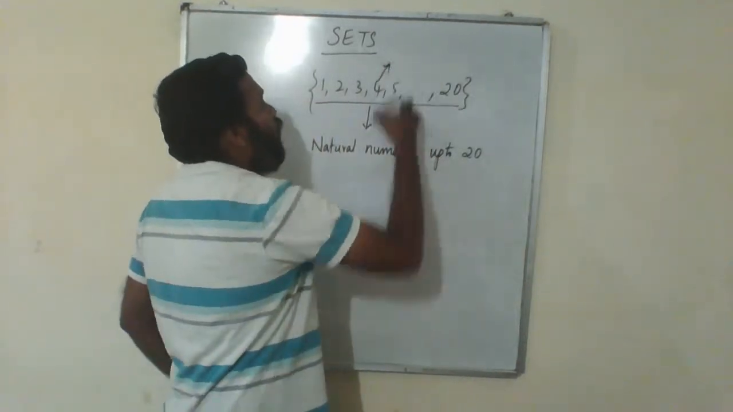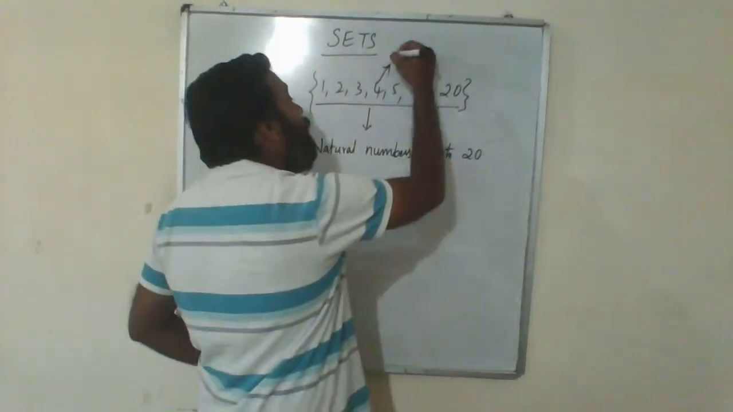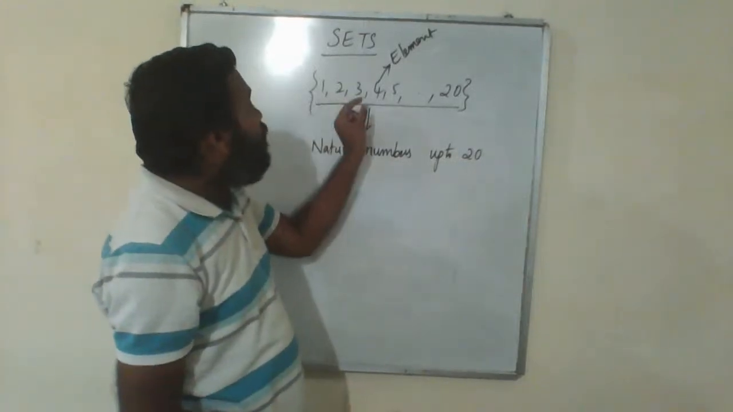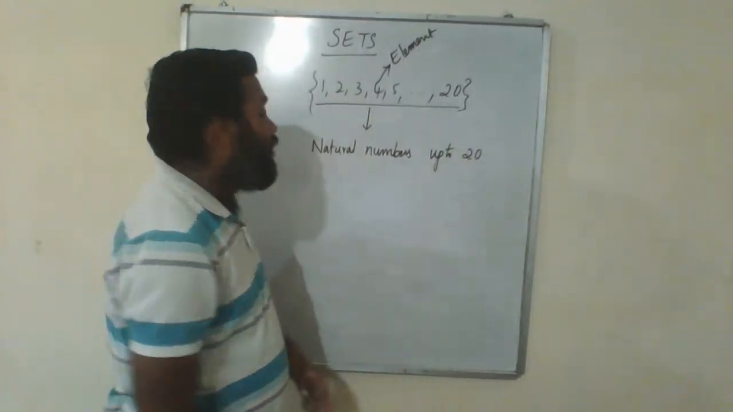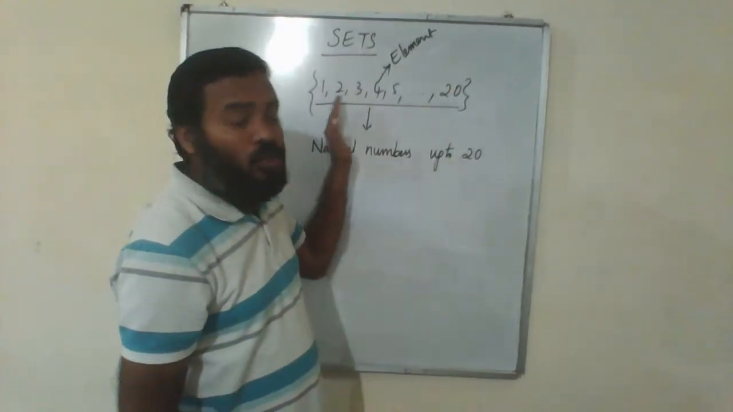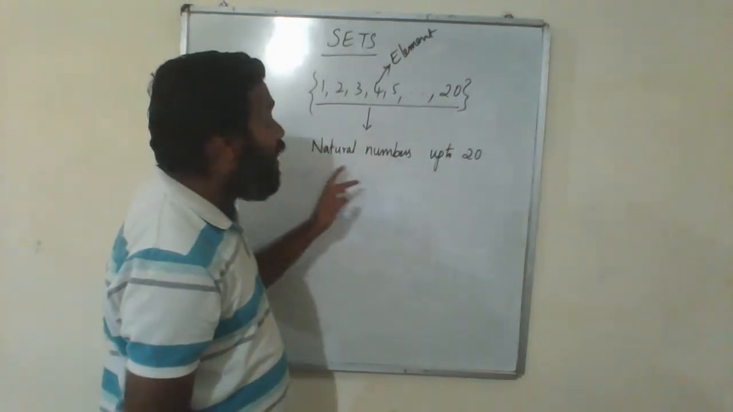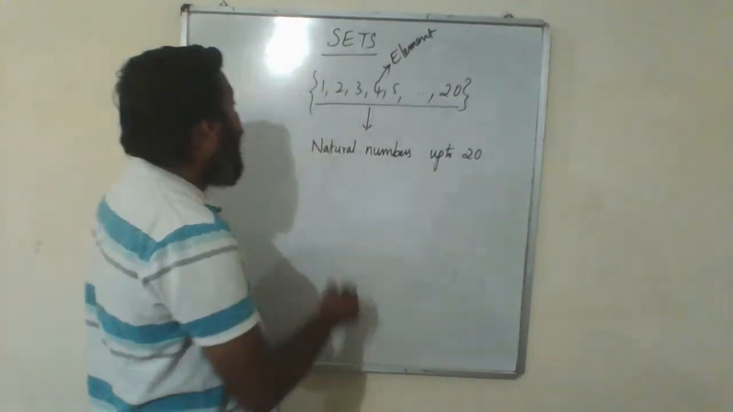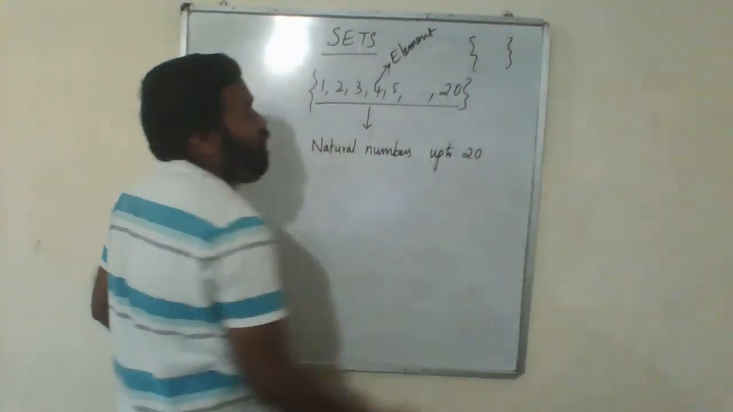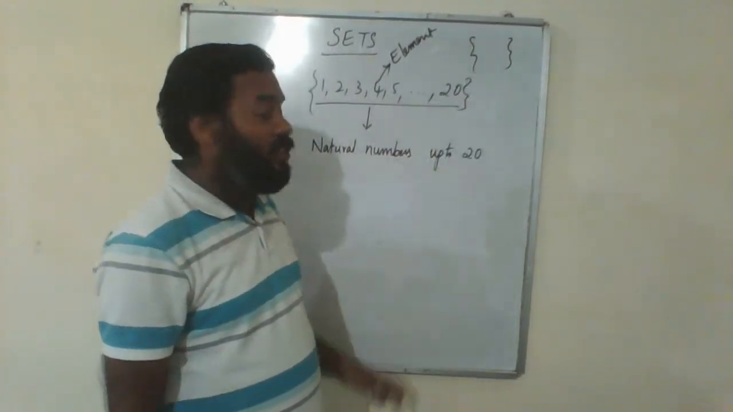If you take 4, this is an element of the set. Each and every part is an element of the set. Here 1 is an element of this set, 2 is an element of this set, 3 is an element of this set, and so on up to 20. These are all elements of this particular set, that is natural numbers up to 20. And the set notation is flower braces. You have to write the sets in flower braces.